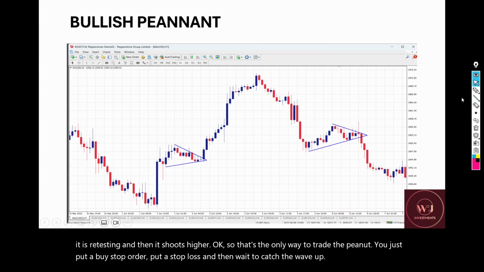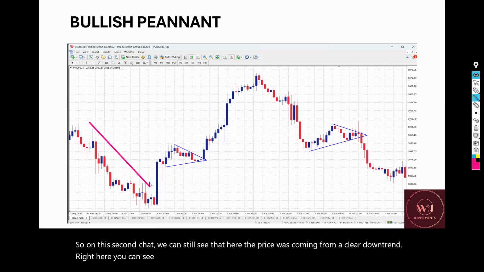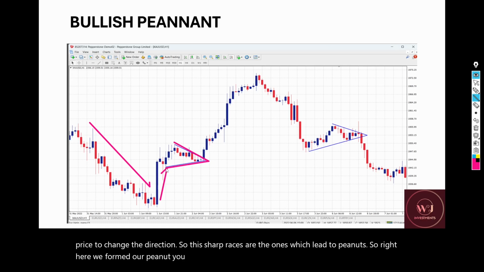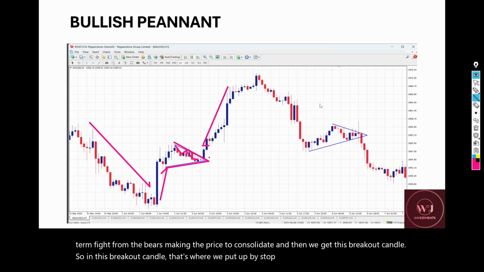On this second chart, we can still see that the price was coming from a clear downtrend, and then we get a sharp rise in price to change the direction. These sharp rises are the ones which lead to pennants. So right here, we formed our pennant. You can see that after the price is rising, we get this short-term fight from the bears, making the price consolidate, and then we get this breakout candle. On this breakout candle, that's where we put our buy stop order, and then we wait to catch the continuation.